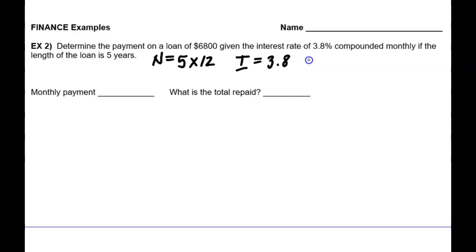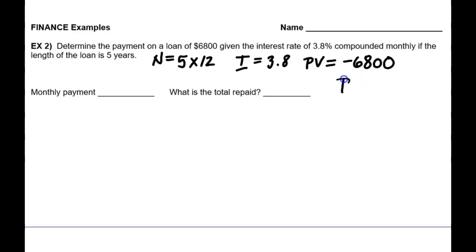Then what's next on your present value? Oh, you don't know. Anyway, it doesn't matter if we're out of order. We'll type them in correctly. Present value, do you want to put it in as negative or positive? Doesn't matter. They're loaning us $6,800, so we owe the bank $6,800.